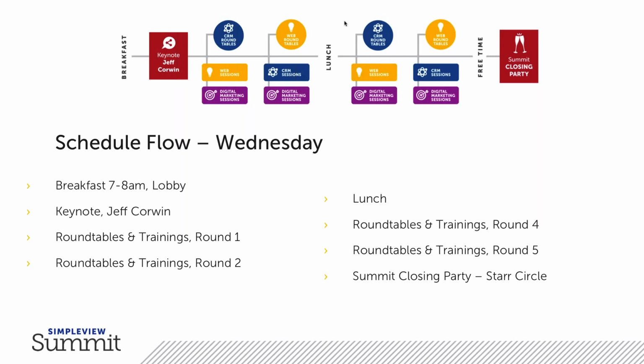You can see at the top there that there are different options and sessions, so the CRM roundtables, for example, are in the first session, whereas the web roundtables are in the second. So there's different options for you to mix and match as you might like. We then move on to lunch, and then we have the roundtables and trainings round 4 and round 5 after lunch. And then we will have the summit closing party after some free time. And the closing party will be on the grounds at the JW Marriott this year. So we're really excited to have everybody out for that.